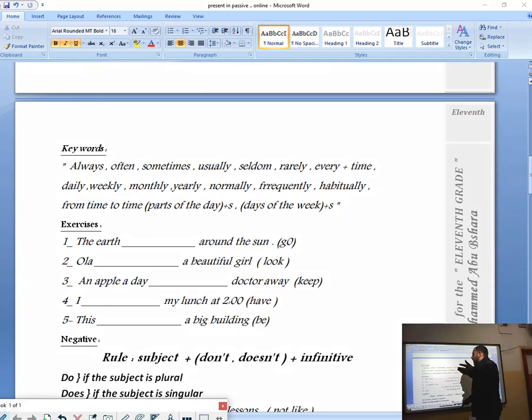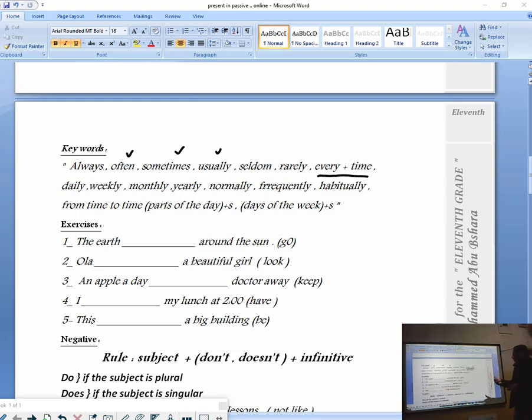The keywords are always. When I say always, I speak about something that happens regularly or that we repeat often. Sometimes, usually, seldom, rarely, every plus time, just like every day, every week, every year, every month, every Saturday, etc. Daily means every day. Weekly means every week. Monthly, yearly, normally, frequently.